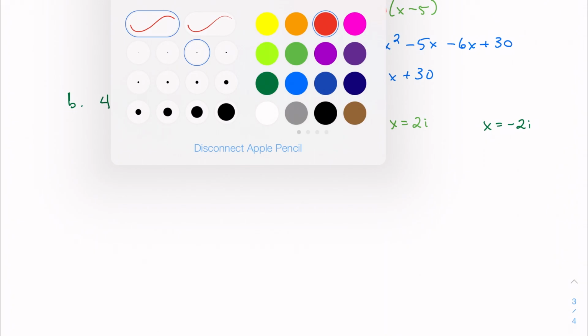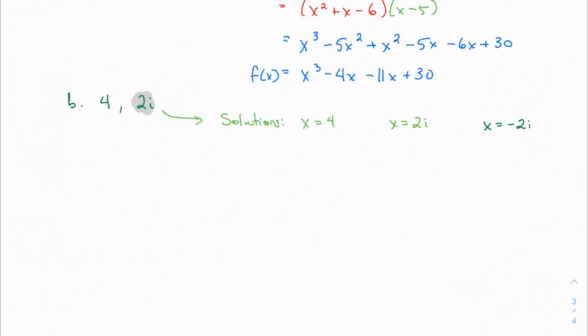Work these backwards again. x minus 4 is 0. x minus 2i is 0. And x plus 2i is 0. This might get a little funky, but it works out, I promise. So just like before, we're going to multiply these together.